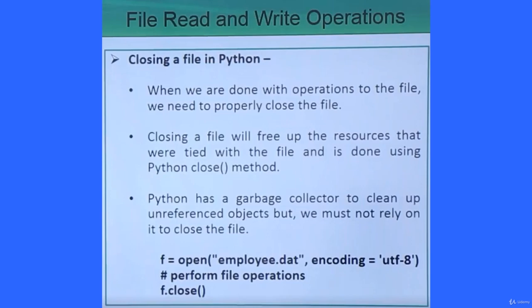f is equal to open employee.dat, encoding is equal to UTF-8, then perform some file operations, and then f.close to close the file so that the allocated resources will be declared free. So in this video, we have discussed how to perform read and write operations on files in Python. Thanks for watching this video.